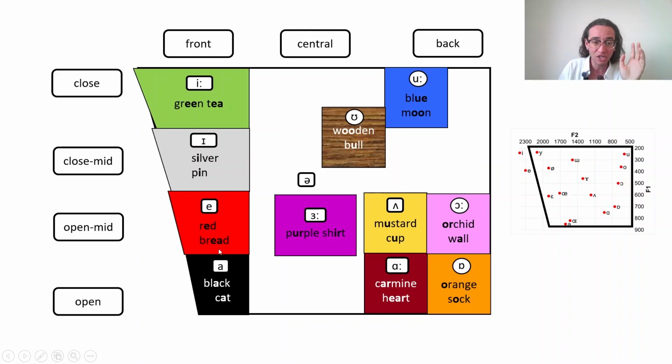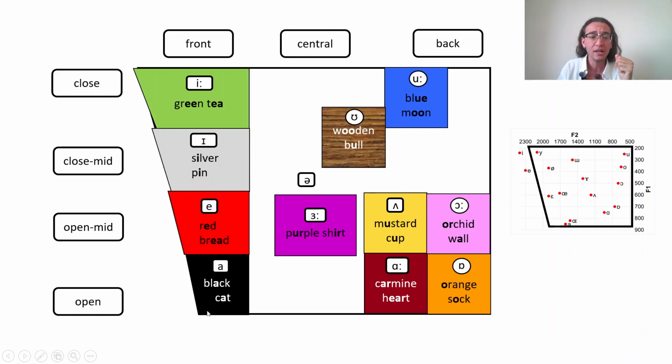But what I will say is if we look at the example, red bread, notice that bread, this EA digraph, so this combination of two written letters, turns up in a lot of other vowel sounds, which we will see later. Okay, so just because you see E and A together does not mean that the sound is necessarily eh, and you do have to check in a dictionary for this digraph.